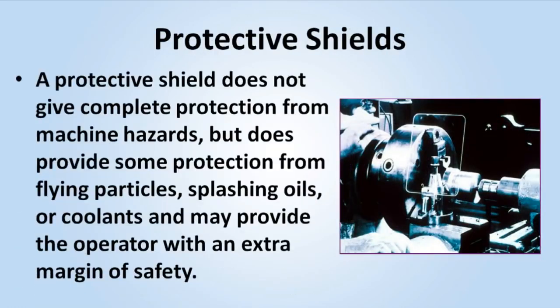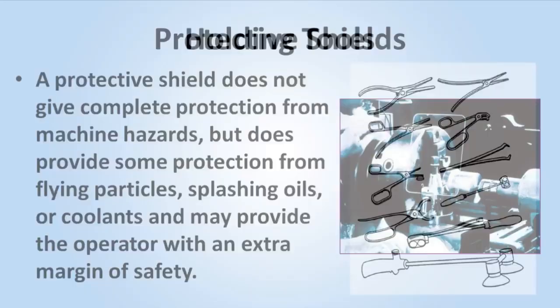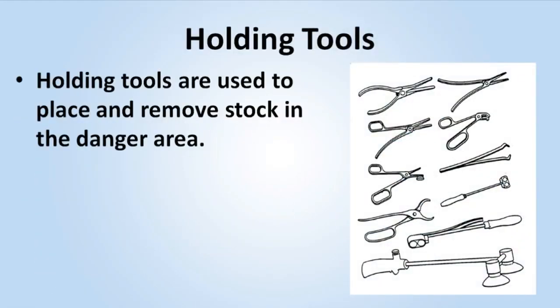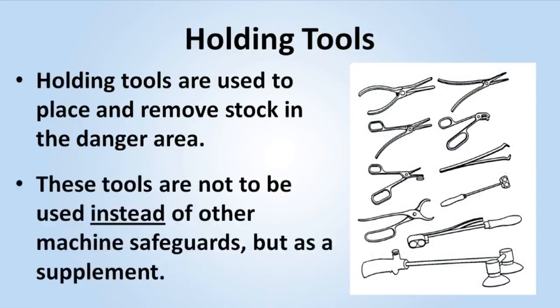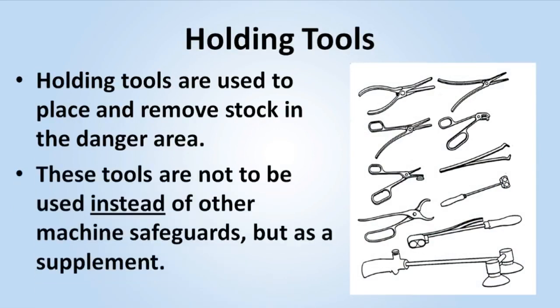A protective shield does not give complete protection from machine hazards, but does provide some protection from flying particles, splashing oils or coolants, and may provide the operator with an extra margin of safety. Holding tools are used to place and remove stock in the danger area. These tools are not to be used instead of other machine safeguards, but as a supplement.